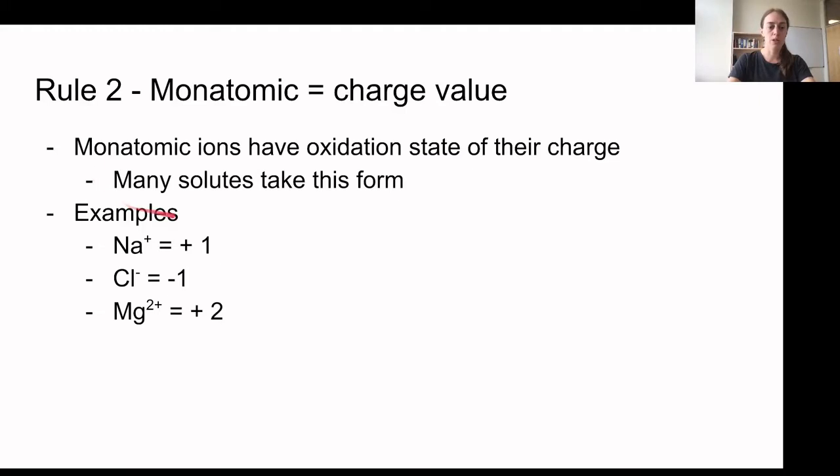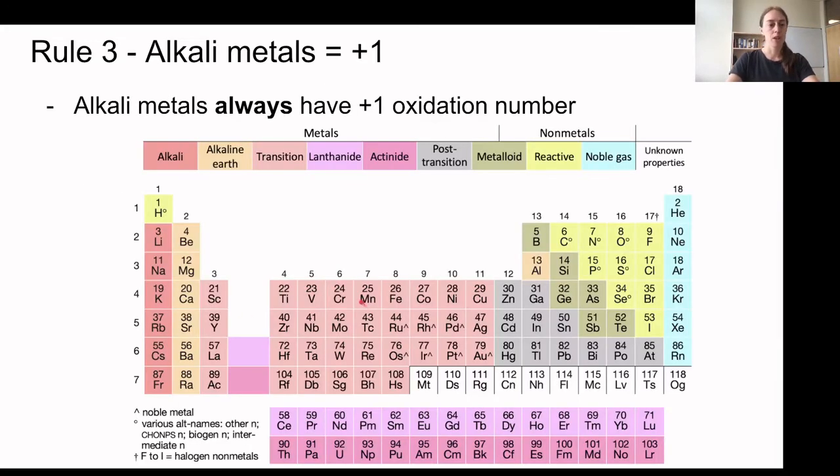And so if we're dealing with an aqueous solution, our solutes in our water are going to take this form, and it's very straightforward to understand what the charges of those are. So sodium ions in solution have an oxidation state of +1. Similarly, chloride has an oxidation state of -1. Magnesium is +2.